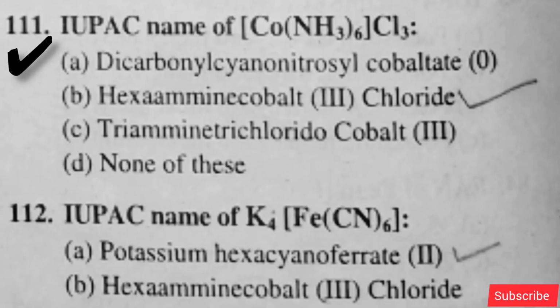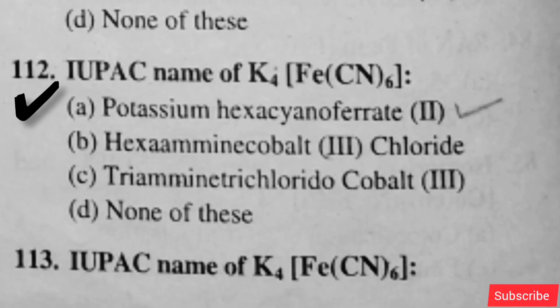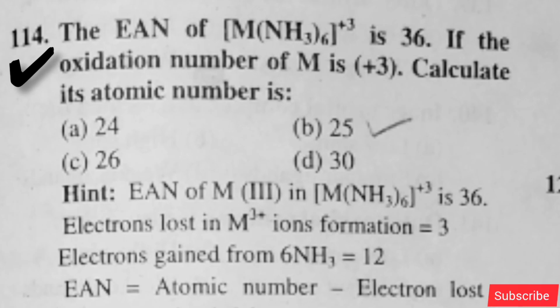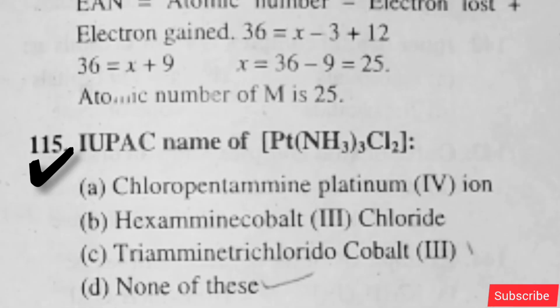IUPAC name of this complex is, option B is right. IUPAC name of this complex is, option A is right. The EAN of [MnH3]3+ is 36. If the oxidation number of M is +3, calculate its atomic number. इस क्वेश्चन को कैसे सॉल्व करना है नीचे हिंट में दिया गया है. करेक्ट आंसर इज ऑप्शन बी. IUPAC name of this complex is, option D is right.